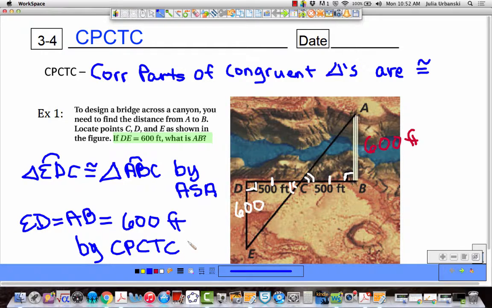CPCTC will always come after congruent triangles. You have to find congruent triangles first, and congruent triangles come from SSS, SAS, ASA, or AAS. So look at example 2.